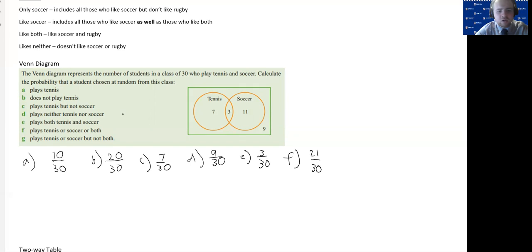And then plays tennis or soccer, but not both. So in this case, we don't include the 3. We just go 7 plus 11, which will give us 18 over 30. Okay, so once we get the hang of it, not too tricky, we just need to be careful that we're reading it and thinking about which categories belong here. Do I need to include the overlap? Do I not include the overlap? Do I need to add things together? Those are the questions that you're asking when you're trying to work out and interpret a Venn diagram.